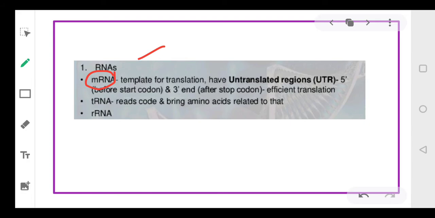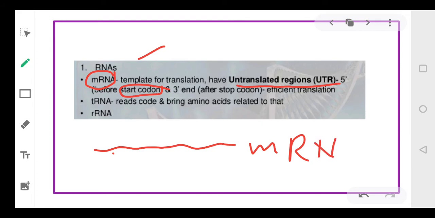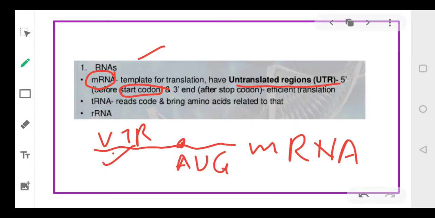So this region has some untranslated regions which are called UTRs in front of the start codon. So look, if this is our mRNA, some UTR sequences are present on this mRNA. So suppose here our AUG codon is present, then the UTRs are present before this AUG codon. Okay, and they help in the translation process.